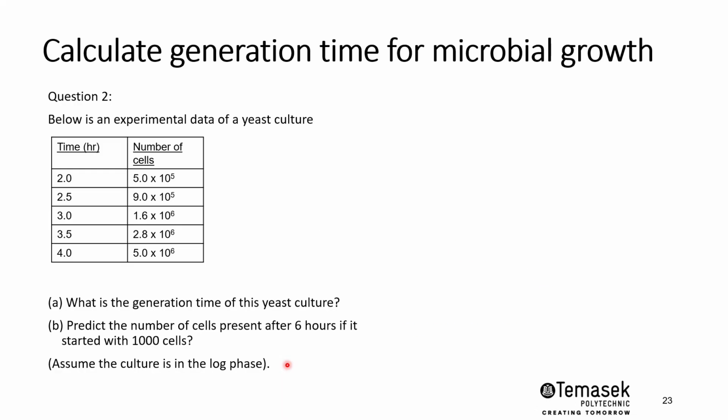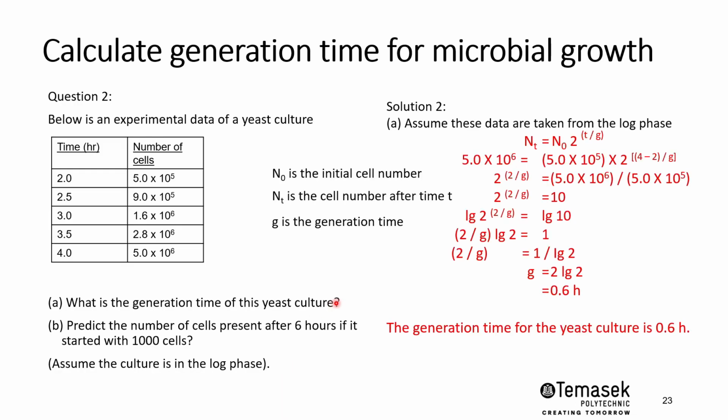Okay, so let's look at the solution for this example. Let's assume that the data collected here are from the log phase. If we use the same formula, NT equals N naught times 2 to the power of t divided by g, and plug in the numbers, NT refers to the cell number after time. So this will be 5 times 10 to the power of 6 equals 5 times 10 to the power of 5, which is N naught, the initial cell number, times 2 to the power of 4 minus 2 divided by g. 4 is the 4th hour, and 2 is the 2 hours in the initial phase.